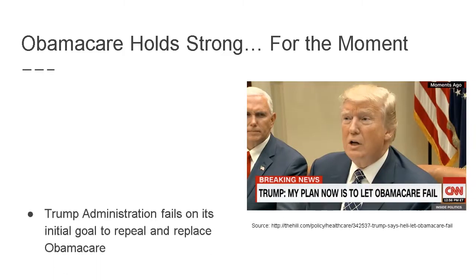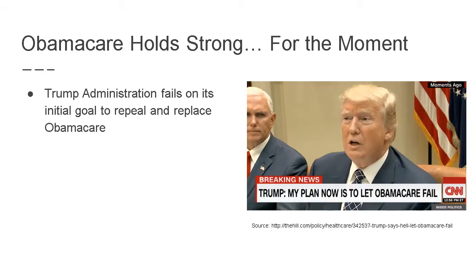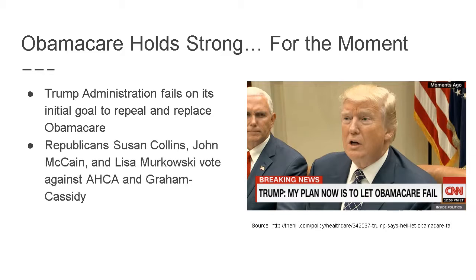Obamacare holds strong for the moment. At this point, the Trump administration was unable to successfully repeal and replace Obamacare. Republican Senators Susan Collins, John McCain, and Lisa Murkowski voted against both the AHCA and the Graham-Cassidy bill, leaving Obamacare intact.